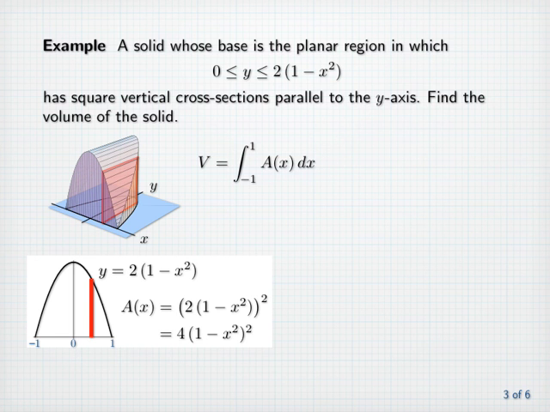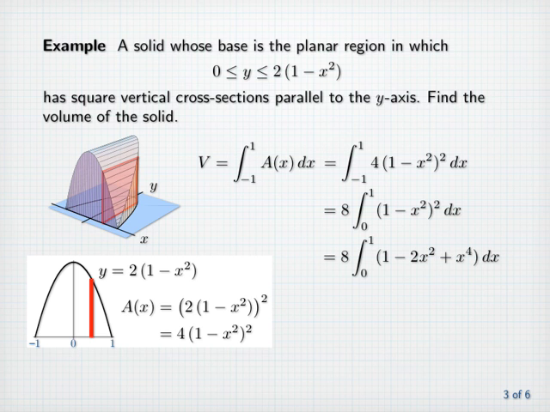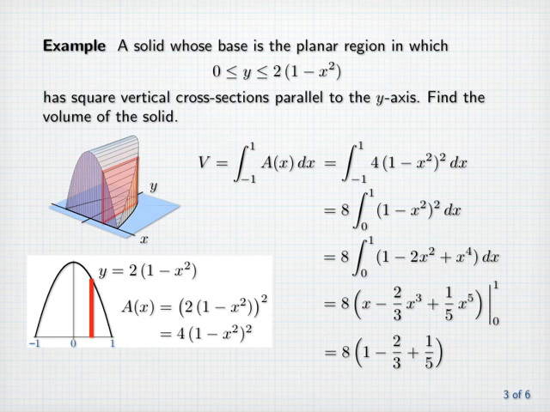So the volume of our solid is the integral from -1 to 1 of 4 times 1 minus x squared quantity squared dx. We'll use symmetry here to rewrite the integral from -1 to 1 as 2 times the integral from 0 to 1. Now we multiply out the integrand, anti-differentiate, and evaluate between 0 and 1. So we have 8 times 1 minus 2/3 plus 1/5 minus 0, which after a bit of arithmetic ends up being 64/15.